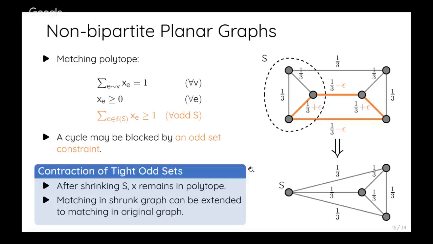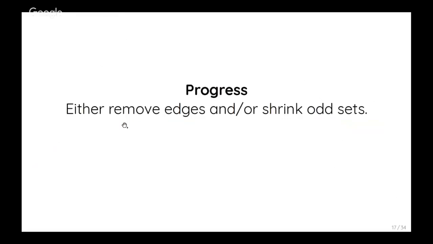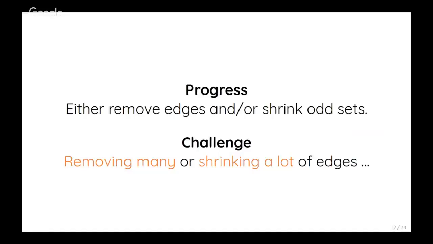And there is also a second fact, which is that if you find a perfect matching in this shrunk graph, you can always extend it to a perfect matching in the original graph. Okay, so it seems that if I'm blocked by the third type of constraint, I can still make progress, right? So for each cycle, you basically go until you're stuck by one of the constraints. You've either removed an edge or you are able to shrink an odd set. And that reduces the size of the graph, okay? Now the challenge is that we want parallel algorithms. So we don't want to just remove one edge or shrink just a small set, but we want to remove either many edges or basically shrink a lot of the graph.